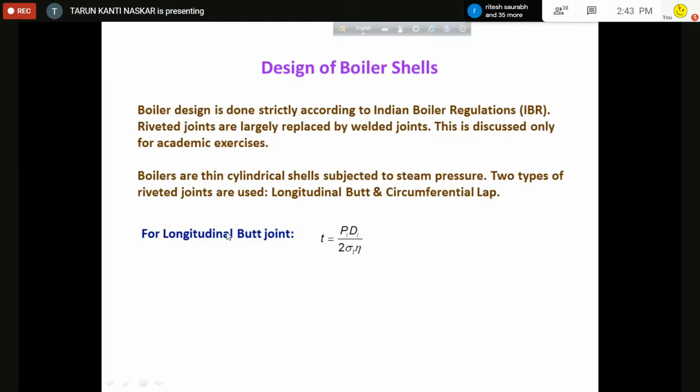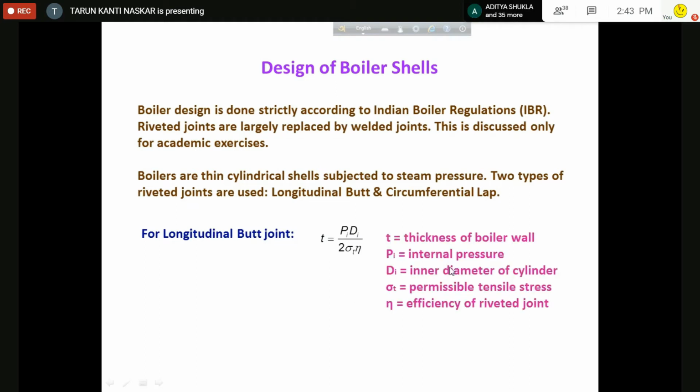Now for the longitudinal butt joint, the t is this, the thickness of the plate is this. Now t is the thickness of the boiler wall, Pi is the internal pressure, Di is the inner diameter of the cylinder, sigma t is the permissible tensile stress, and this is the efficiency. So this is the expression for the thickness of the boiler wall. So this thickness is very important. We have to design for thickness, obviously.